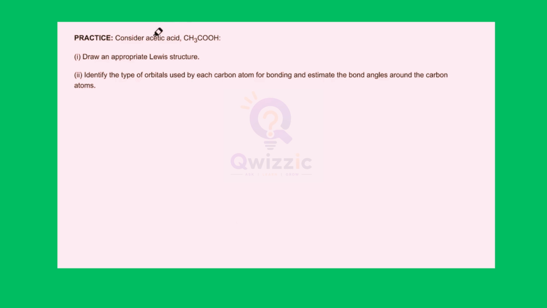Welcome back, everyone. Consider acetic acid. Number 1, draw an appropriate Lewis structure, and number 2, identify the type of orbitals used by each carbon atom for bonding and estimate the bond angles around the carbon atoms. Let's begin with the first part of the problem.